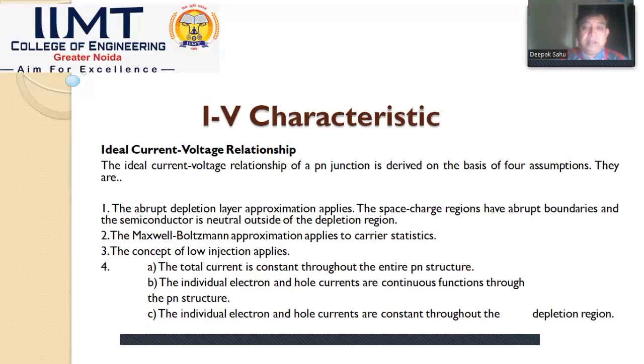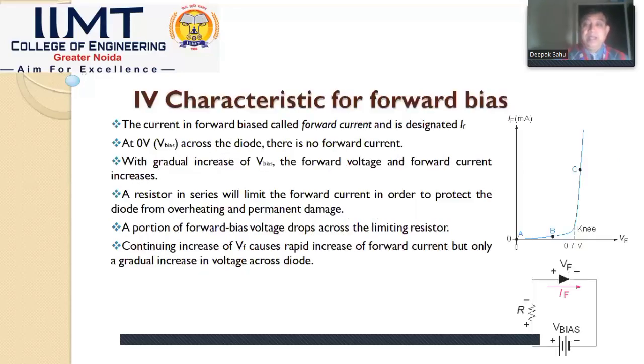And as soon as we move towards the built-in potential value VBI, or primarily the knee voltage, as soon as we cross the knee voltage, current shows an exponential rise. Now, all this which I have mentioned here is shown in this particular graph.